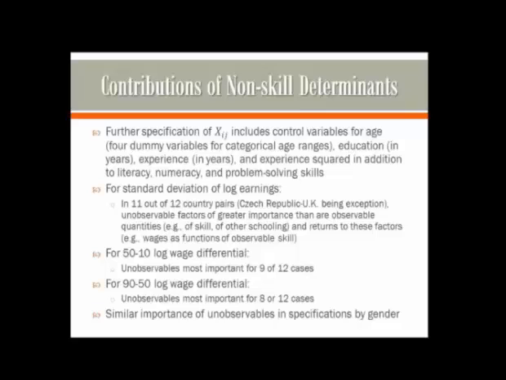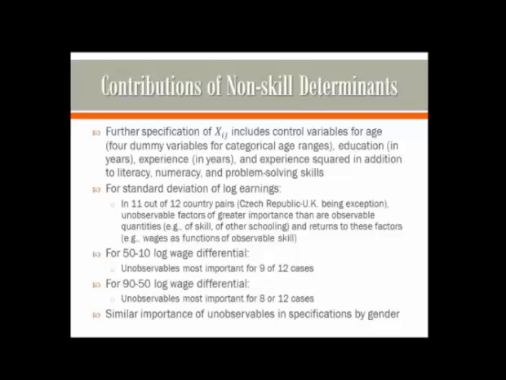Now, in those specifications that I just had up on the slide, I was just controlling for skills, the 3 different skill categories that we've been thinking about today. But I've also looked at including other non-skill determinants in the regression as observable factors as well. So I controlled for age in terms of categorical age ranges, education, experience, and experience squared in order to get a nonlinearity in experience. And then what I find is actually very similar to the previous results.